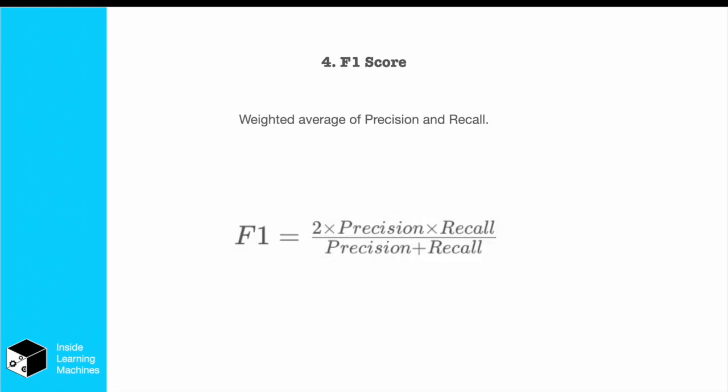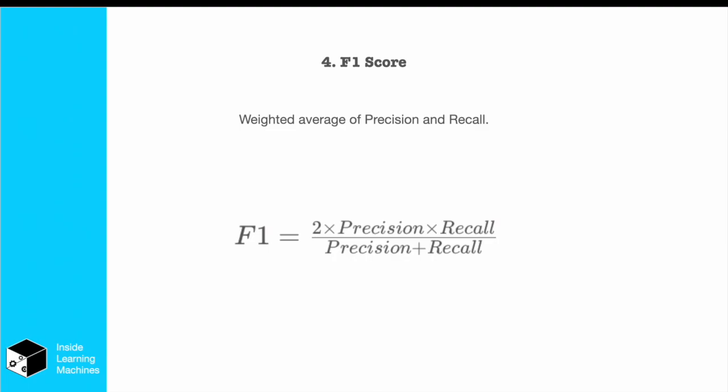The fourth measure is the F1 score. Now the F1 score is simply a weighted average between the precision and recall. We can compute it with this equation, and the F1 score is a fairly standard measure to use when evaluating a classifier. So it's quite common to make use of this.